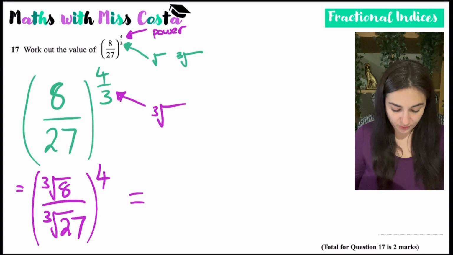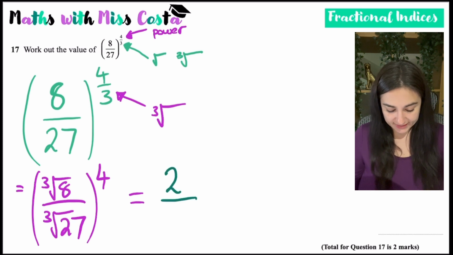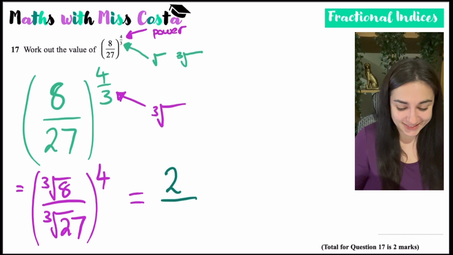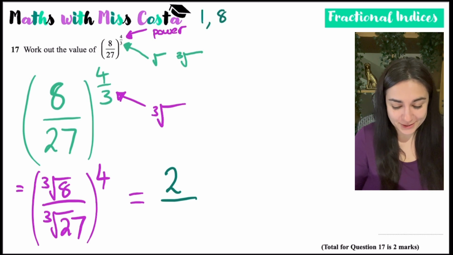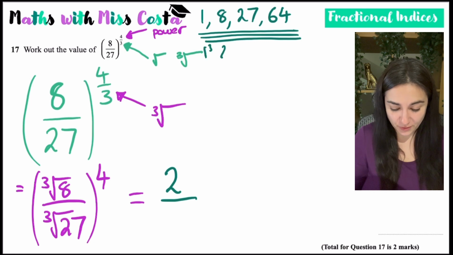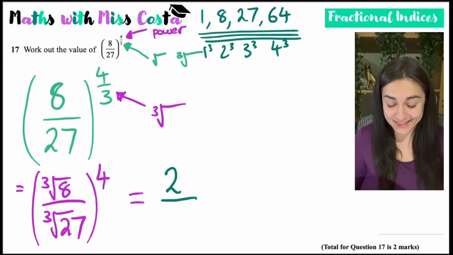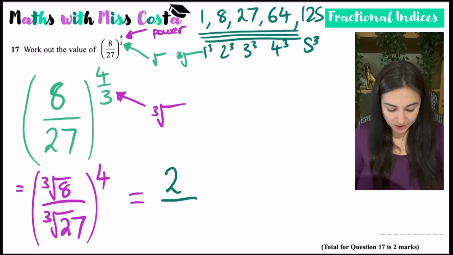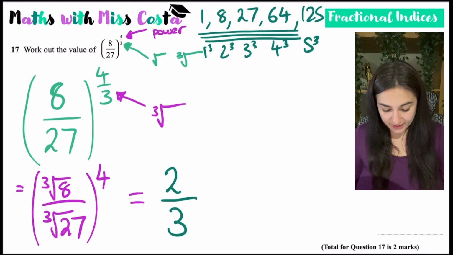What is the cube root of 8? The cube root of 8 is 2. Now the cube numbers are things that you need to know off by heart. So 1 cubed is 1, 2 cubed is 8, 3 cubed is 27, 4 cubed is 64. At least these you need to just know off by heart. So if you don't, then write them down immediately. And 5 cubed as well. Okay, so anyway, cube root of 8 is 2, the cube root of 27 is 3.